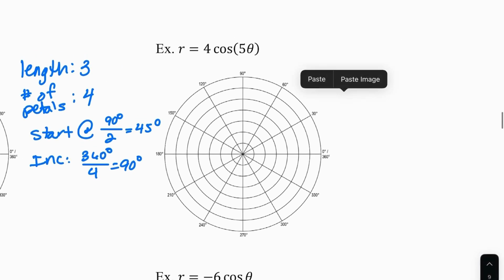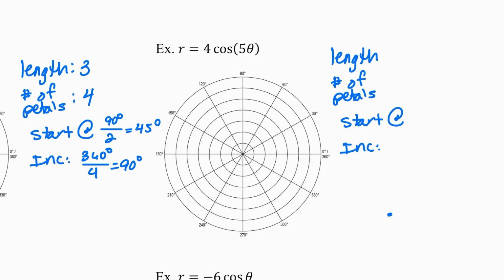What about this next one? Well, again, we're going to find the same kind of information. So the length is a number in front. So the length of these petals is going to be 4. The number of petals is based on what's being multiplied with theta. That's 5. Since 5 is odd, we're going to have that many petals.